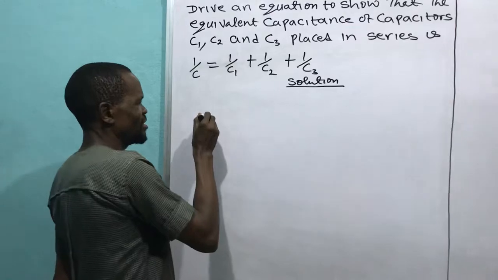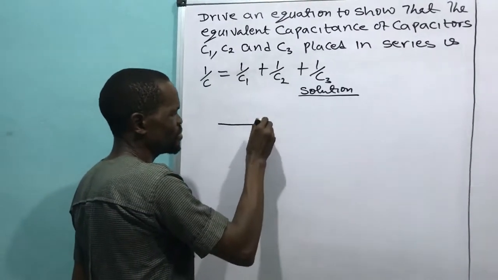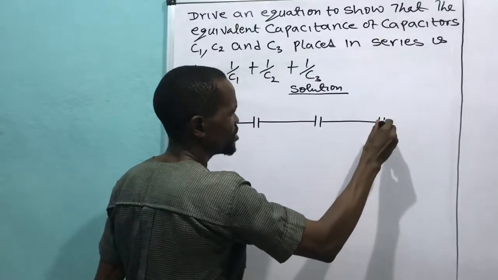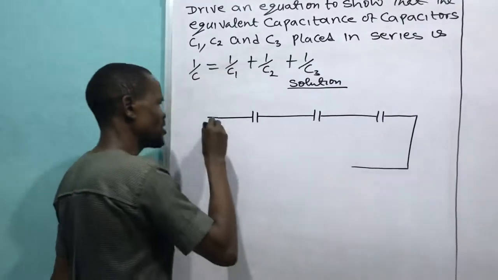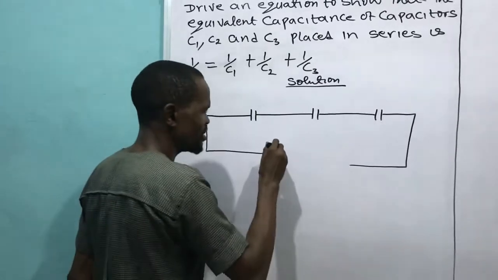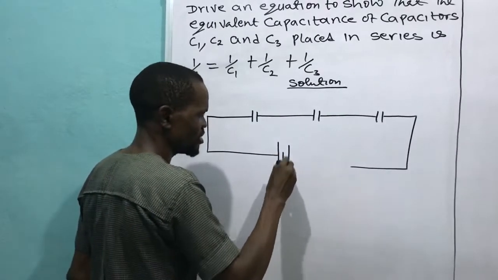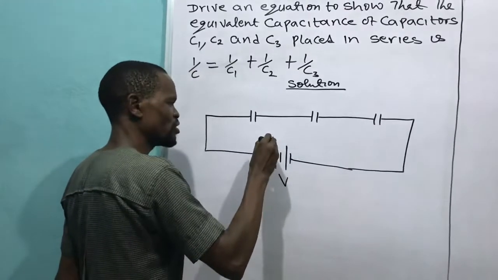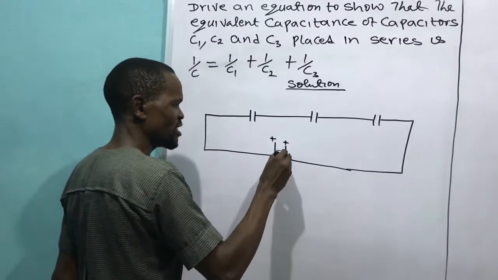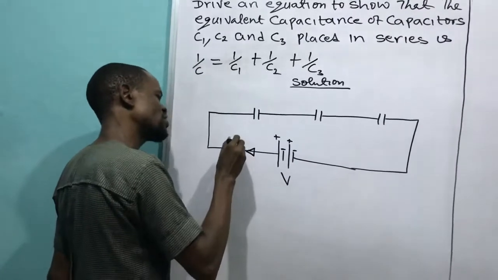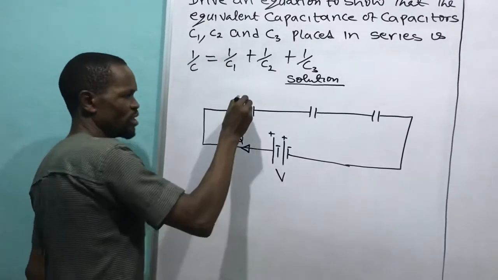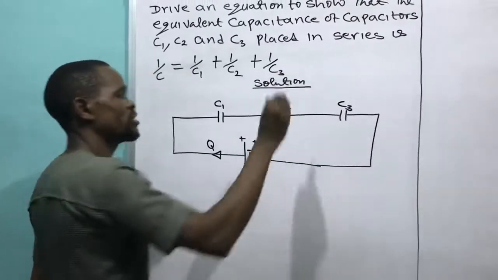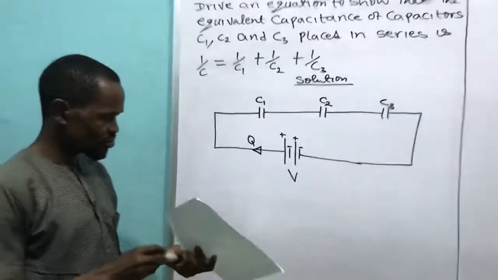If these capacitors are placed in series, this is the symbol for a capacitor. They are put in series. This is positive, this is negative, this is the battery, which you call V, this is positive, this is negative. The charge, which is Q, flows this way through C1, C2, and C3. They are in series.